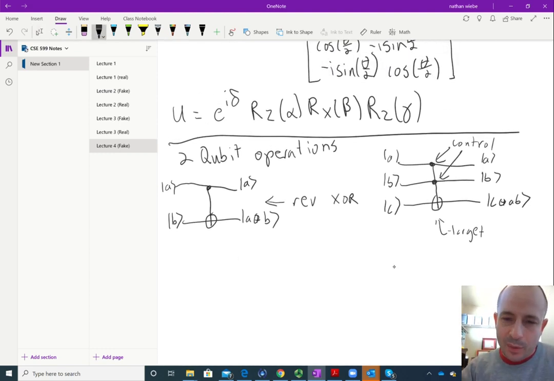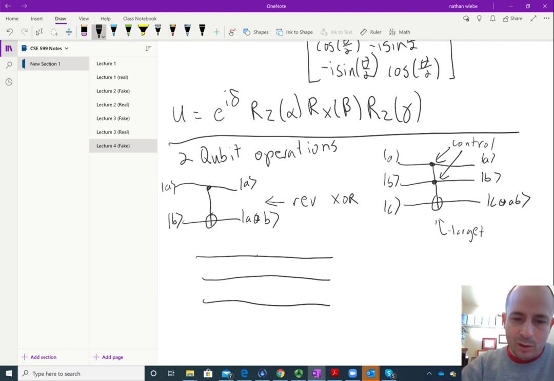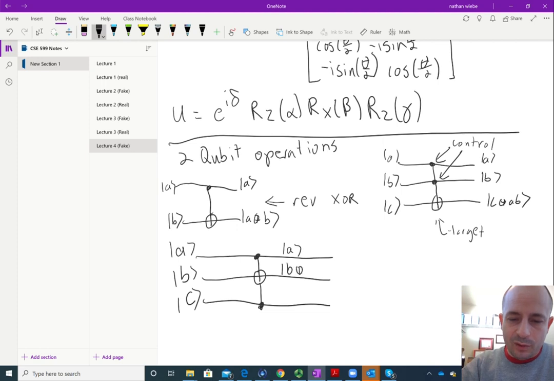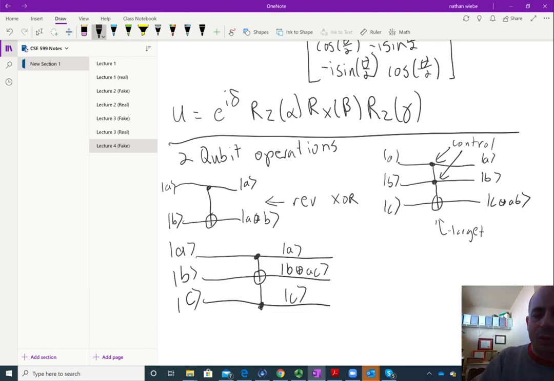Similarly, if we ended up having, say, the gate like this, with A, B, and C in Dirac notation fed in, then what we end up getting is A coming out here, B exclusive or AC, and C coming out here. All right, so that's what the controls end up meaning. It means only apply the target gate if both of these bits are 1.